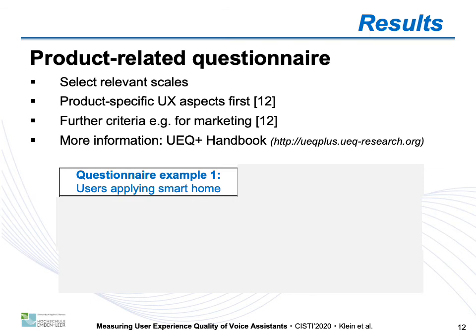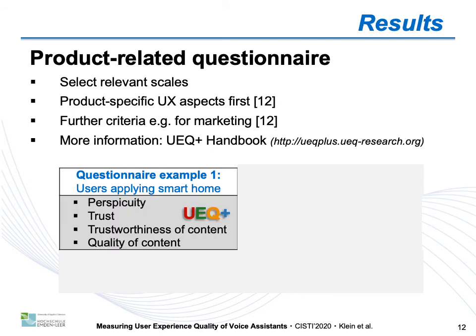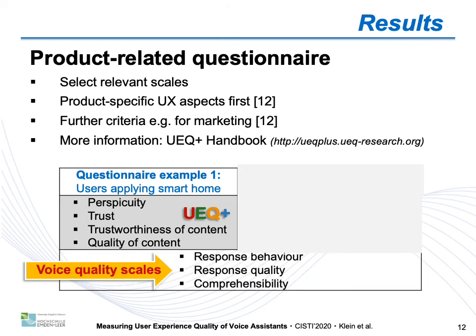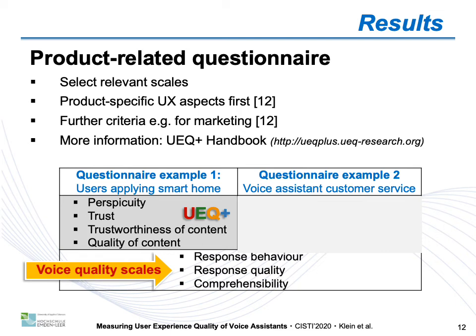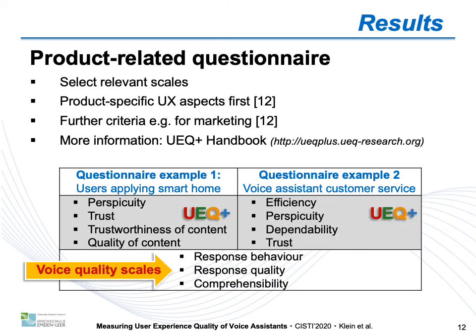Example number 1 is for a study with users applying smart home devices for general tasks like asking questions or online shopping. Here we pick the first 4 existing scales: perspicuity, trust, trustworthiness of content, and quality of content, followed by the 3 new scales for voice quality. In the second example, a questionnaire for user surveys that use voice assistant systems, for example in the administration area for customer service, the focus is on accessibility and data security. And we select efficiency, perspicuity, dependability, and trust, as well as the 3 new voice quality scales.